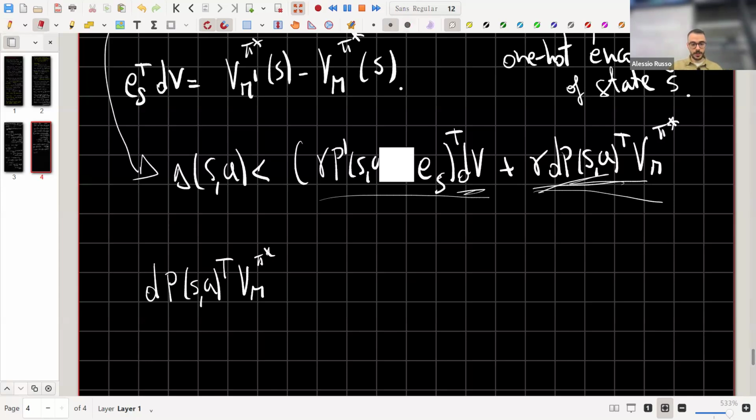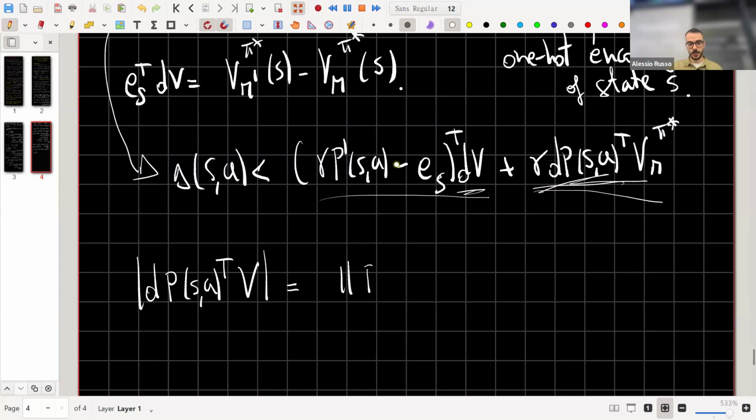So just for simplicity, I will write v. So let's try to write as little as possible. So here, I mean, we can simply apply Holder's inequality, right?